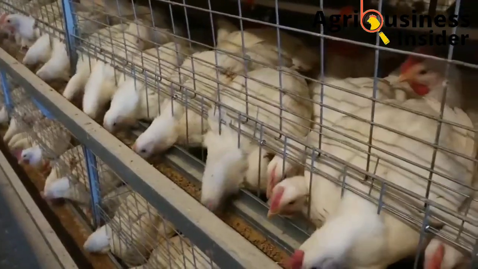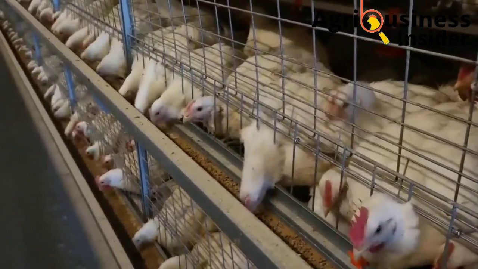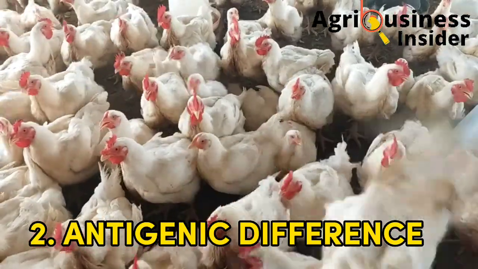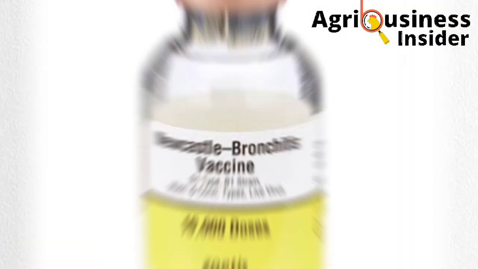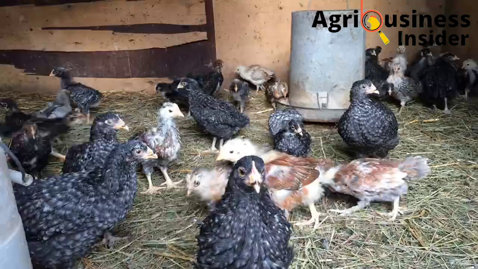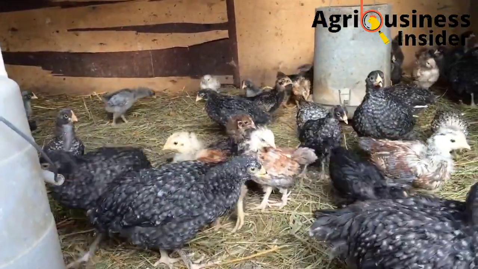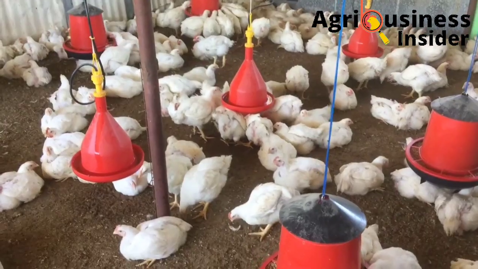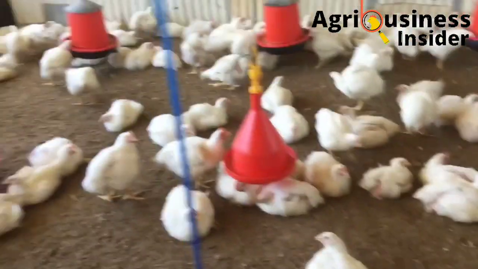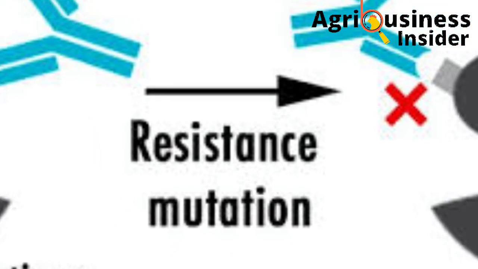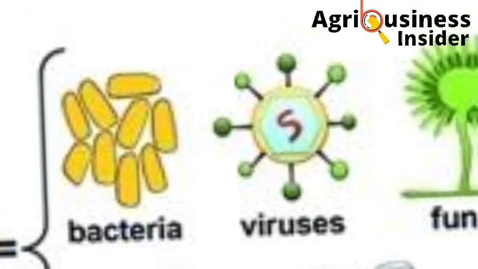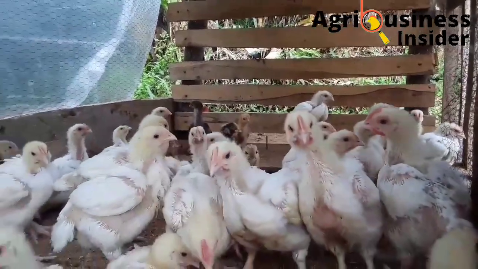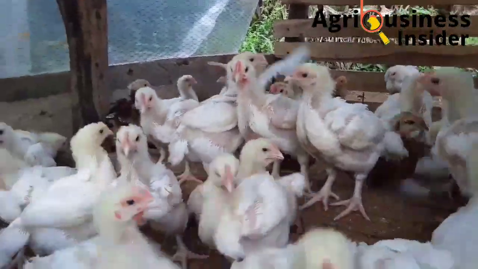Number 2, another factor associated with the vaccine that can cause vaccine failure is antigenic difference between the existing vaccine and the strain that is in the field, or the field strain. This happens when the vaccine in the market cannot deal with the targeted bacteria or virus. This is because the virus or the bacteria has already undergone mutation. This happens when the bacteria or the virus changes its form, therefore making the vaccine inefficient. Hence, this will lead to vaccine failure.